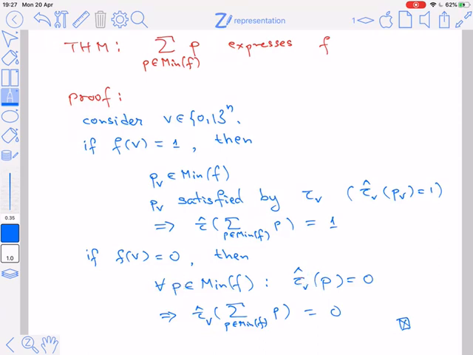Therefore, all the p's in this sum have a truth value which is 0, and therefore their OR also has a truth value which is 0. So f of v is 0, and the truth value of the summation of all the p's, where p is a minterm of f, is also 0, and that completes the proof.